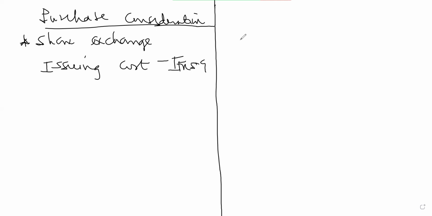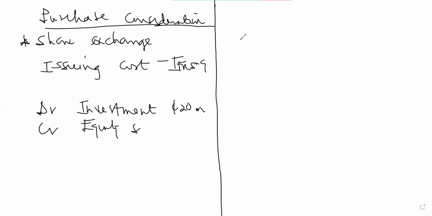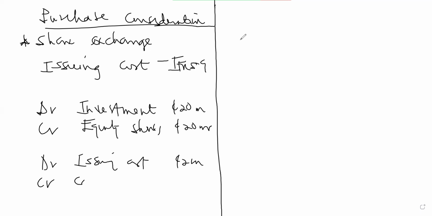If you're issuing the shares, what you have is that you are going to be debiting your investment, the cost of investment. Let's say it's 20 million. Then you credit your equity shares, because the shares will be increasing. Then at the issuing cost, you debit the issuing cost itself, assuming you are not doing anything else. Let's say it's 2 million. Then you credit cash or bank. This is how you are going about it.